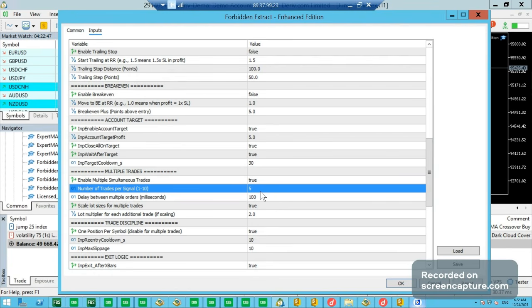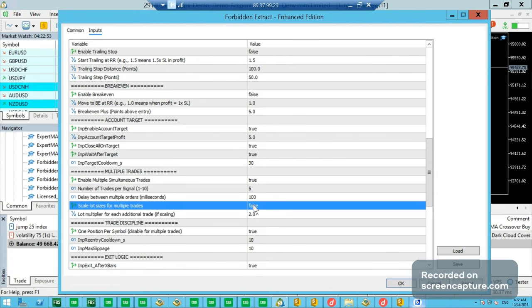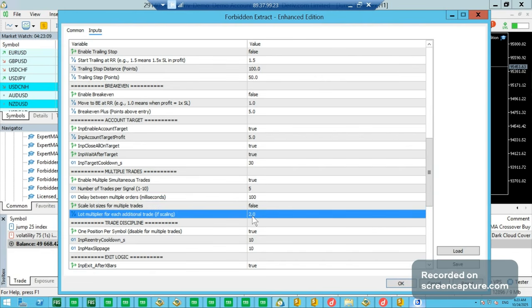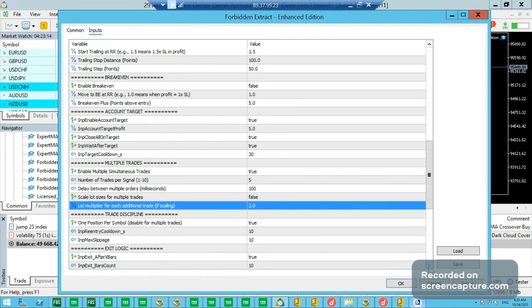So it's not going to be on the same lot size of 0.01. That is why you need to understand this very well. If you want the same lot size, you set it to false. But if you want different lot size execution, you set it to true, and you input the multiplier you want the EA to use for the execution. So that is how that one works.